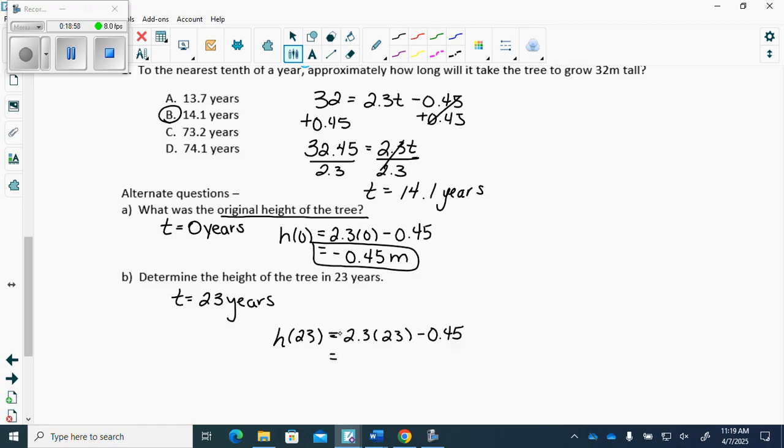And you would get 52.45 meters. Tall tree. Okay? Then we're going to flip over.